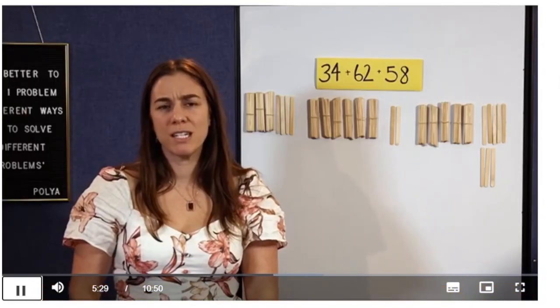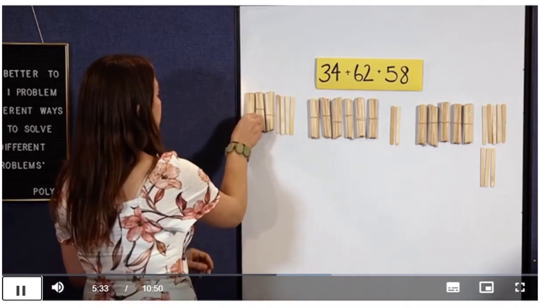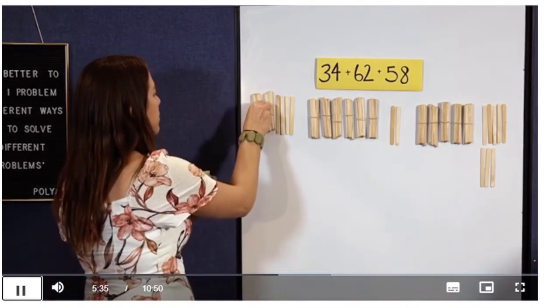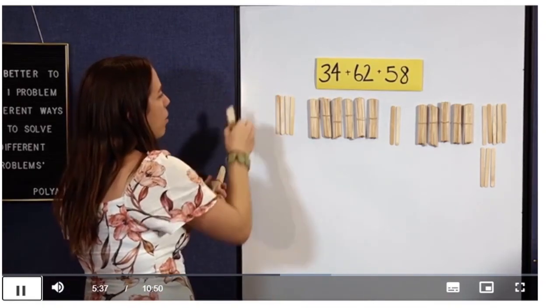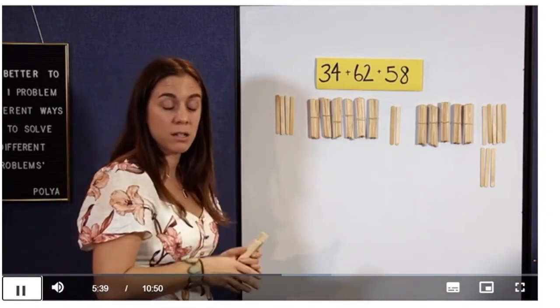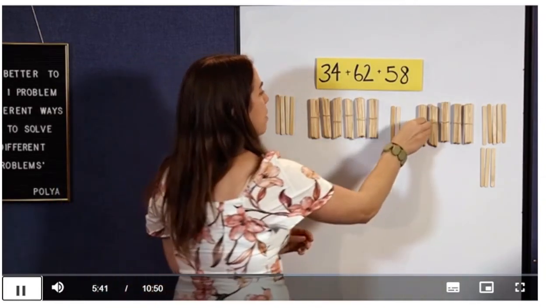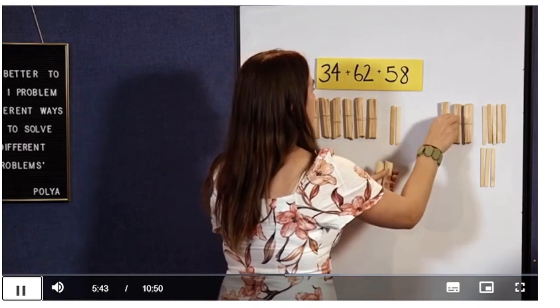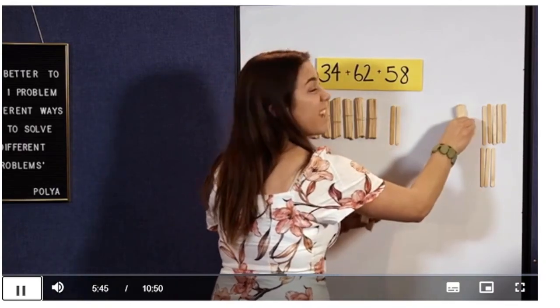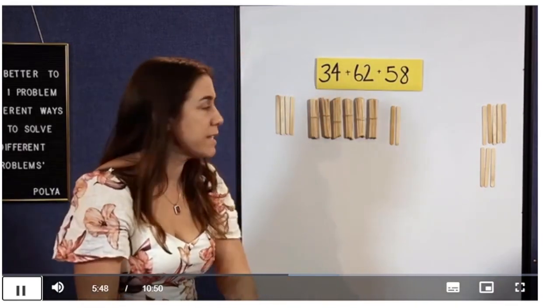So my first idea, I think, is going to be to collect tens. So I've got 3 tens here. I'm going to collect these 3 tens. And I know that 3 and 5 is 8. So I'm going to collect these 5 tens from here. So 3 tens and 5 tens, I've got 8 tens.